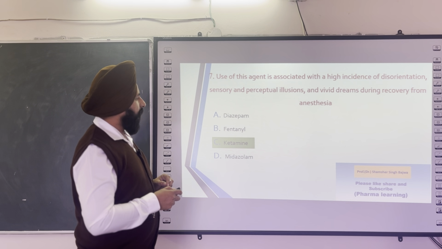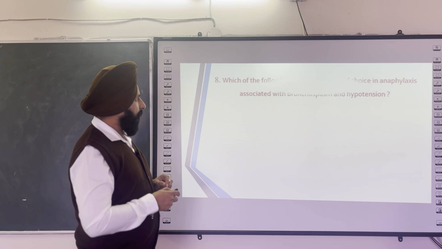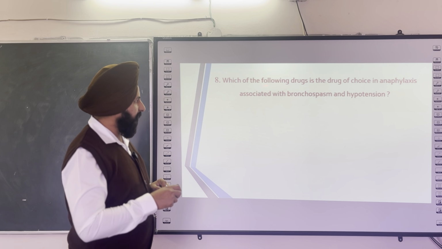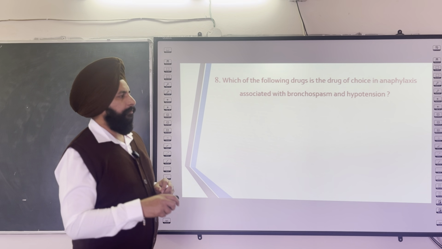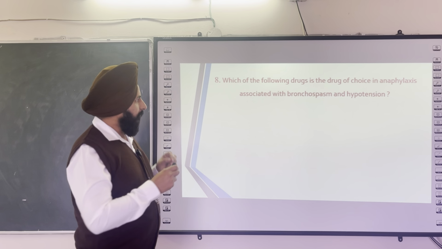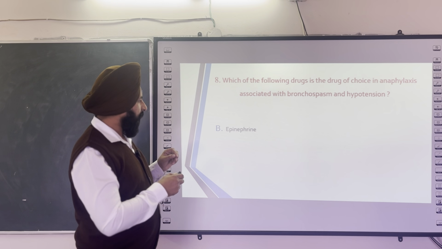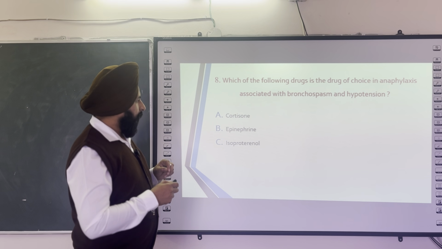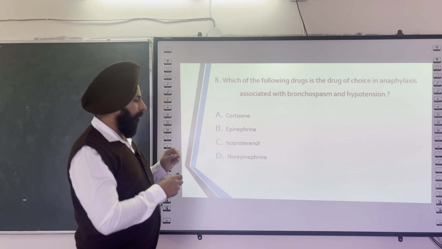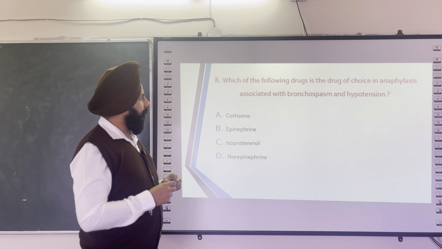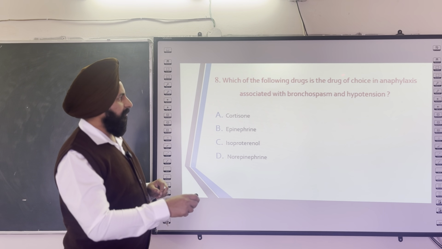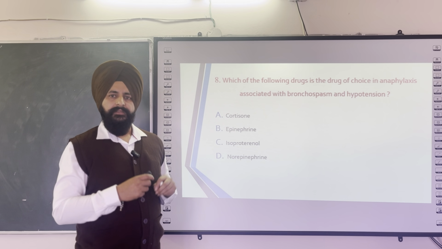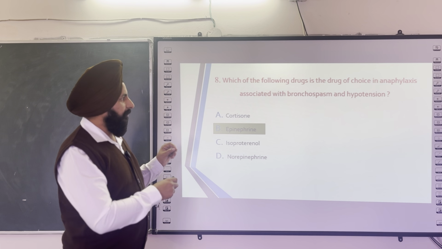So the next question for this series is, which of the following drugs is the drug of choice in anaphylaxis associated with bronchospasm and hypotension? The options are epinephrine, isoproterenol, corticosteroids, and norepinephrine. You choose the correct answer for this option, that which drug is the drug of choice in anaphylaxis associated with bronchospasm and hypotension. The correct option is epinephrine.